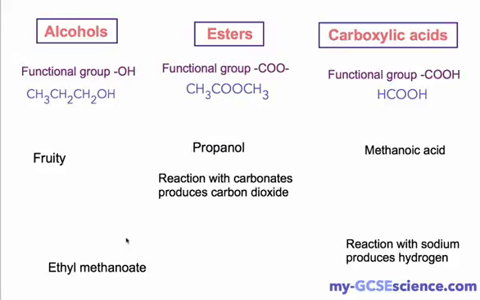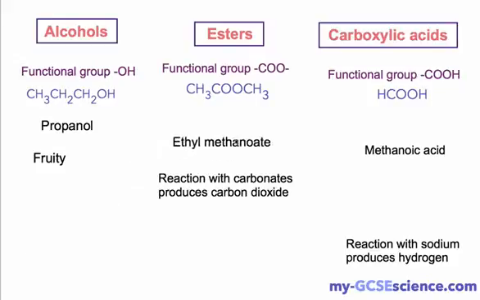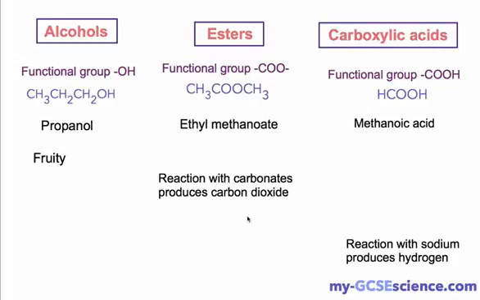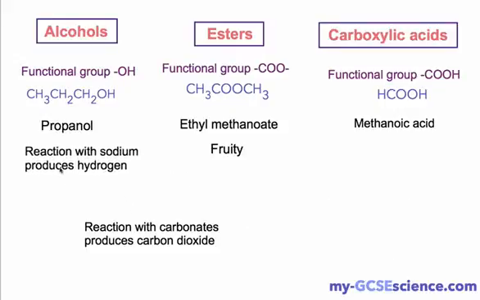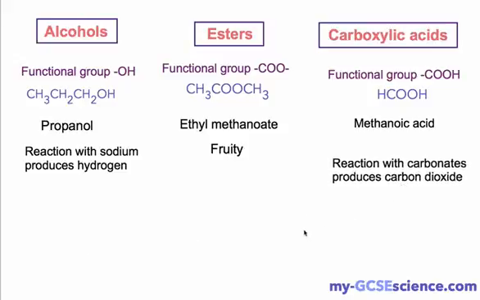Next one, I suppose a couple of examples or an example of each one might be good. So you may remember propanol is an example of an alcohol, ethyl methanoate is an ester, and methanoic acid, we've got acid in the name there, so that's a bit of a clue, is a carboxylic acid. And the next one, fruity, you may remember that as the esters, and the last two are ones that you might struggle a little bit to remember. It's actually just memory work from the video that we've done. The one that reacts with sodium to produce hydrogen was our alcohol, and reaction with carbonates to produce carbon dioxide was our carboxylic acid.